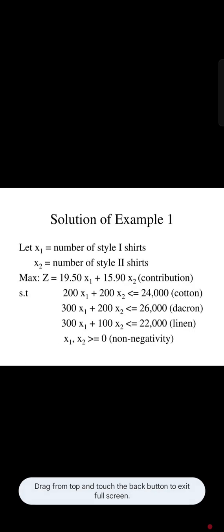This is the mathematical formulation of the linear programming problem. In this lecture we have seen how to write the mathematical formulation of a linear programming problem.